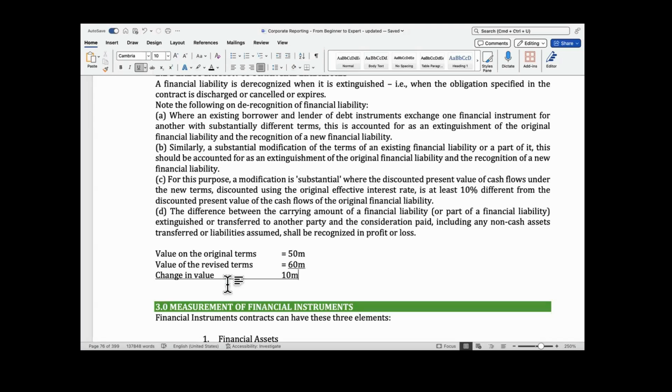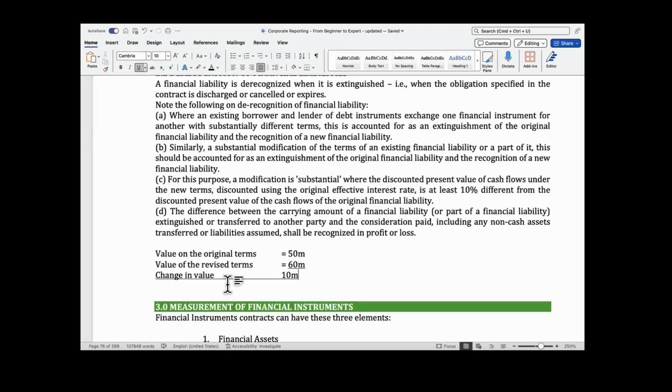But if it is up to 10%, then the modification is substantial. But in this case, if you do 10 divided by 50, that's 20%. So it's substantial. That's 20%. It's substantial. So that's what we mean by substantial modification.